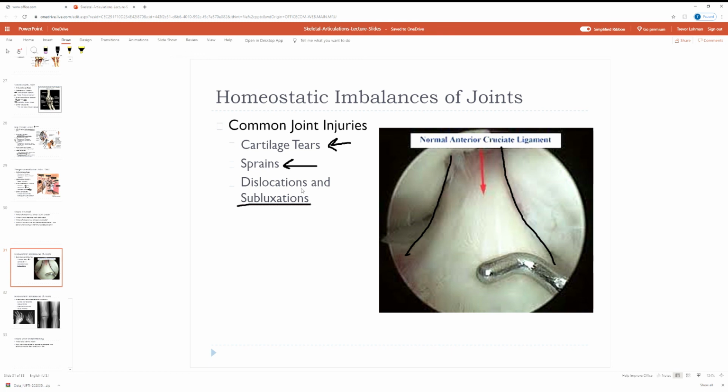A subluxation is just a minor dislocation. It's not a full dislocation. Some structures were damaged and something happened, but it didn't fully dislocate. Luxation is kind of the scientific term for a dislocation. So a subluxation is just a minor dislocation.